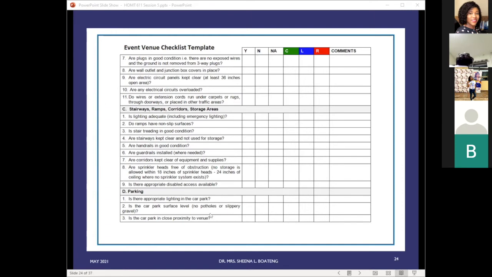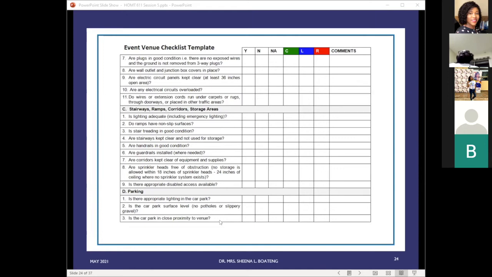So for instance, in terms of parking, they are trying to find out if there is appropriate lighting in the car park. This is important, isn't it? Yes, it is. Because like Kasim said, if it is an evening event, you need the lighting for people's safety. They also want to see if the car park surface level has no potholes or slippery gravel. This is also important, isn't it? They don't want to damage people's cars.